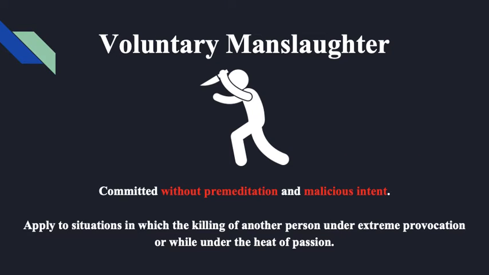Voluntary manslaughter occurs when a person kills another without premeditation and intent. It applies to situations in which a person kills another under extreme provocation or in the heat of passion. These situations are of the kind that would cause a person of rational judgment to become mentally or emotionally disturbed. In the absence of such causes, this killing could be regarded as first or second degree murder.